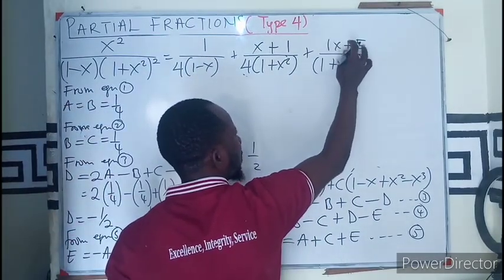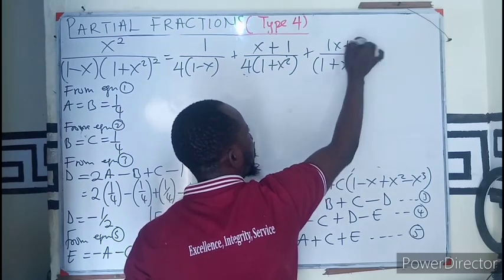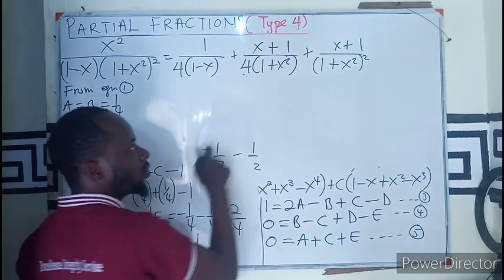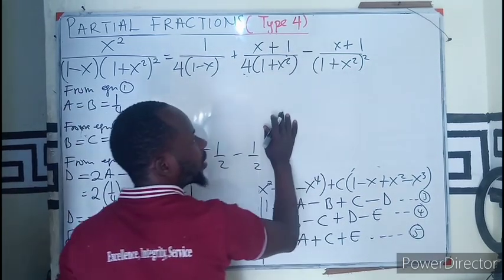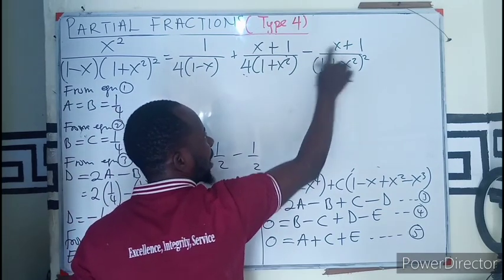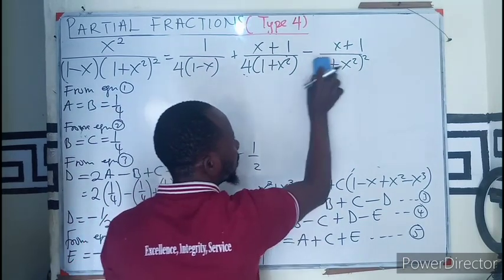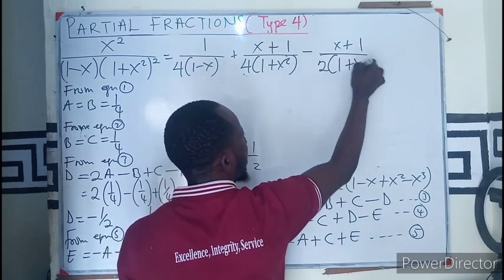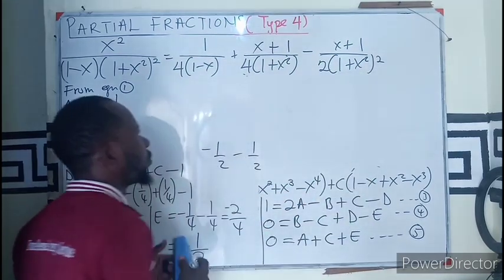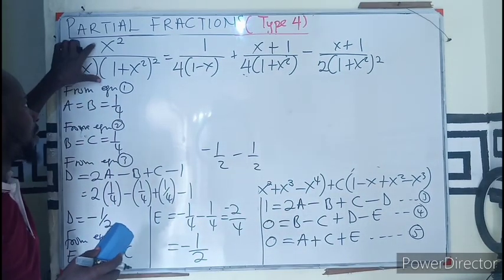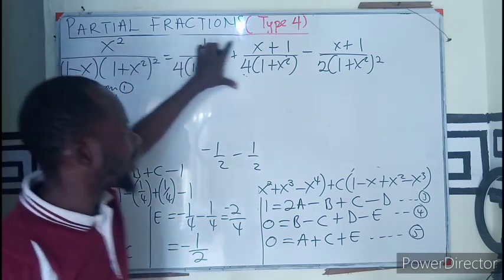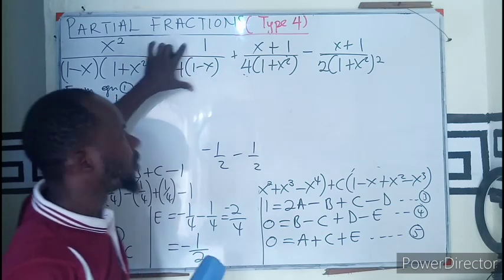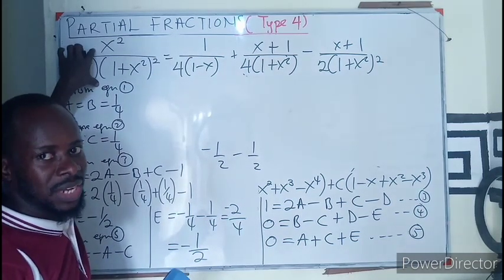So 1 plus 1. But don't forget, we don't write a 1, but it's a negative. So we put this negative here, going to affect the minus here and affect it there. So all this will be divided by 2, 1 plus x squared, all squared. So the decomposition of this fraction will give us this fraction. So these are the partial fractions of this main fraction.